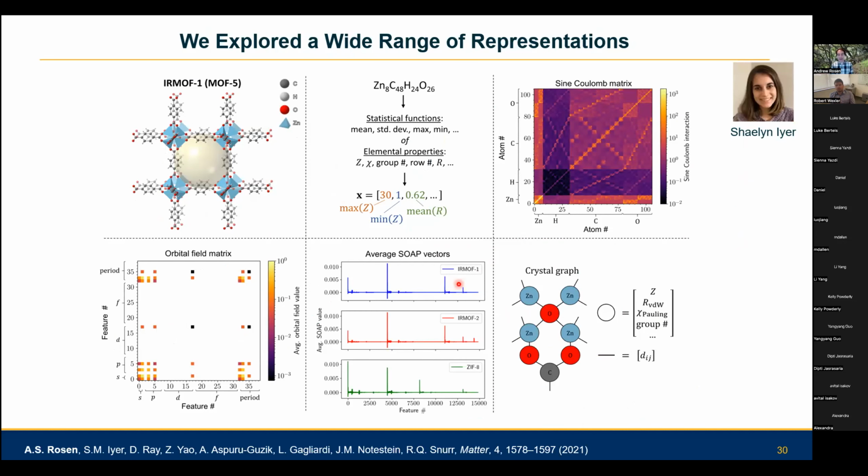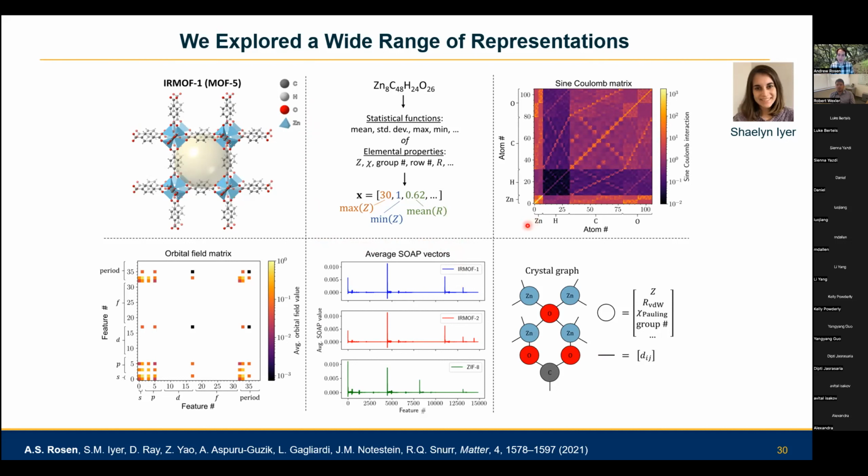And since this is the first database of its kind for quantum chemical calculations in metal organic frameworks, we didn't know where to start. So we threw the kitchen sink at it. With my undergraduate mentee at the time, Shaylin, who is now a graduate student at Caltech in their materials department, we investigated a wide range of different representations. Starting with a very simple approach, take, for instance, the stoichiometric formula and apply statistical functions like the mean of the elemental properties. Simple approach, but at least it's easy to understand.